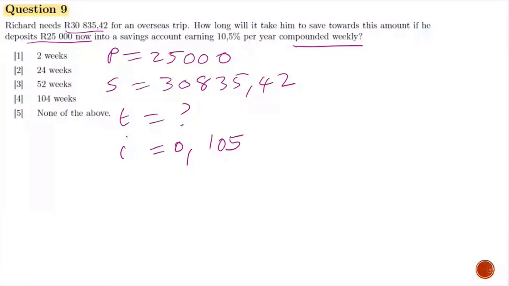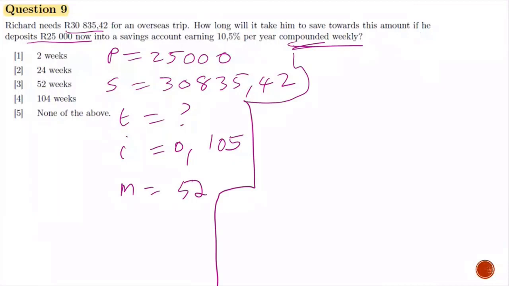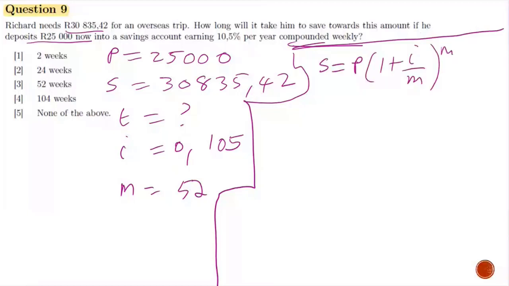Compounded weekly, your M is equal to 52. You are told it's compounded, so you don't need to be stressing and worrying yourself. You are looking for T. The minute you see that you're looking for your T in a compound interest formula, you must know we are going to use logs. So your S is equal to P into 1 plus i over m.